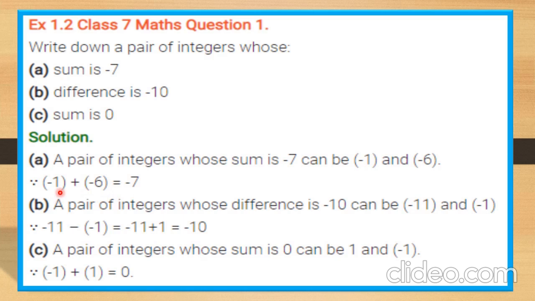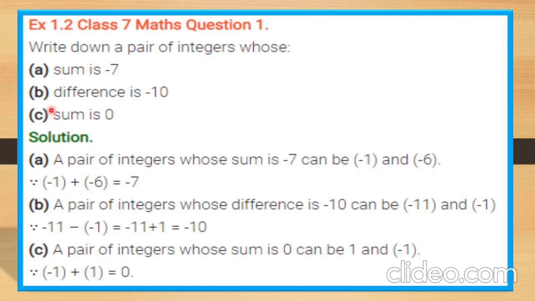So -1 plus -6. Both are minus, so we add and put a negative sign. So it is -7. So you got -7. So the two integers are -1 and -6.